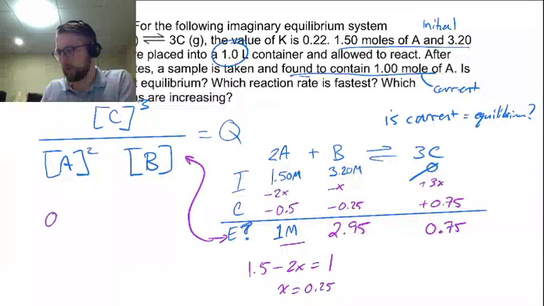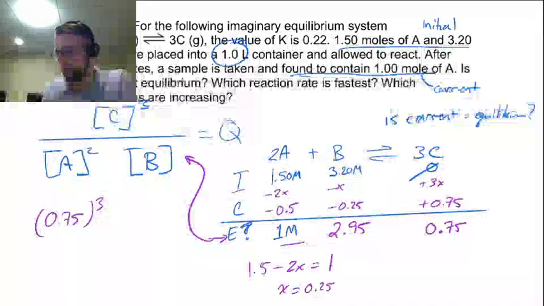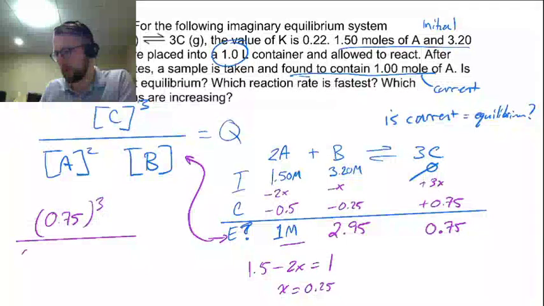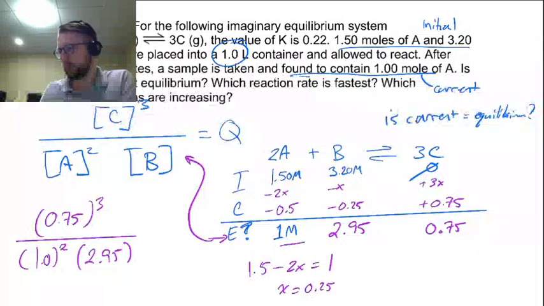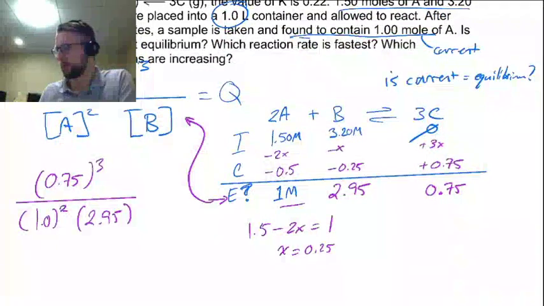So 0.75 to the power of 3 divided by 1.0 to the power of 2 times 2.95 to the power of 1. And we're going to do a little test, see what that is equal to. So let me do some math. 0.75 to the power of 3 divided by, the 1 doesn't matter, so 2.95. Okay, so I get 0.143.